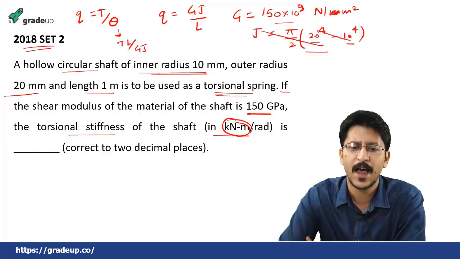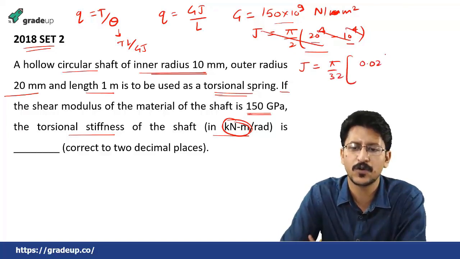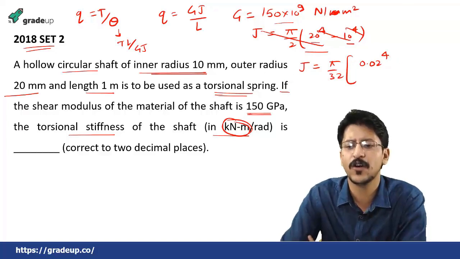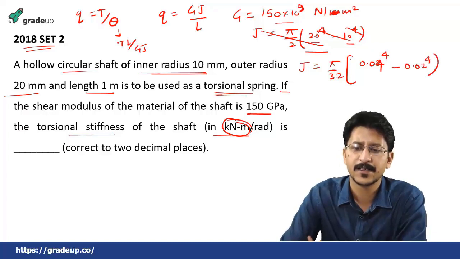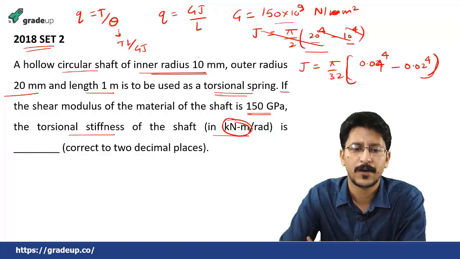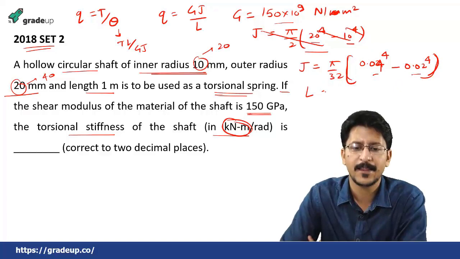And for the J also, you just take pi by 32 into (0.04 to the power 4 minus 0.02 to the power 4), because this 32 is valid for diameter. The radius is 10 and 20, so converting this into the diameter of 20 and 40, this is 0.04 and 0.02. And the length is 1 meter.